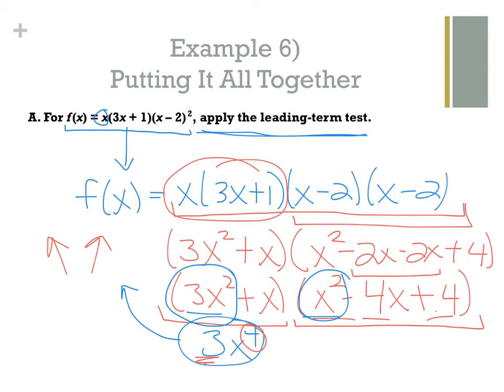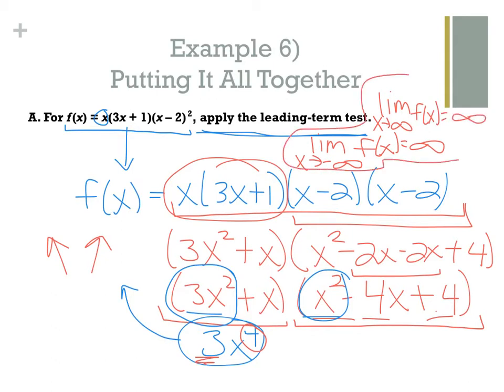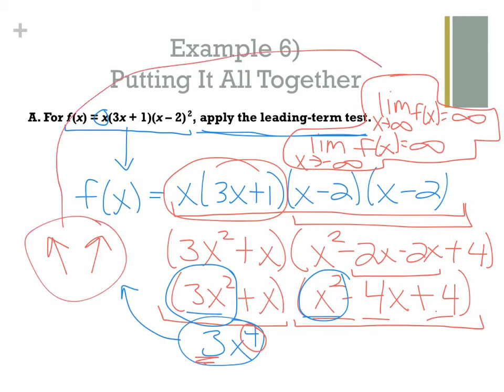So what does that mean in terms of my limits? I know that the limit as x approaches negative infinity of the function is equal to infinity. I also know that the limit as x approaches infinity of the function equals infinity. They're both pointed up, so they're both approaching positive infinity. So these two end behaviors are supported by these two limits that I wrote at the top.